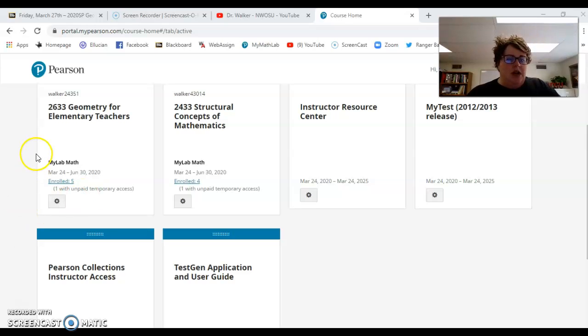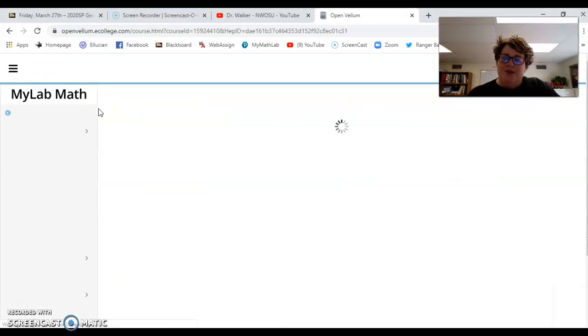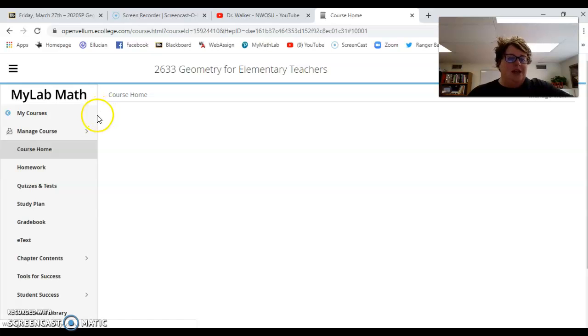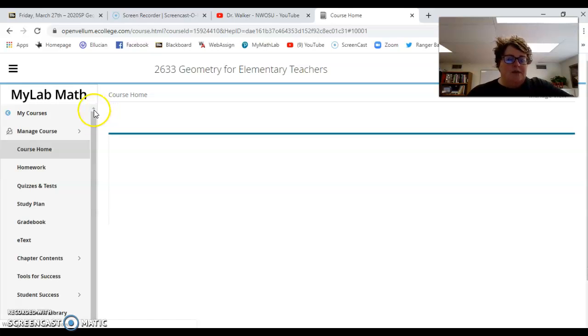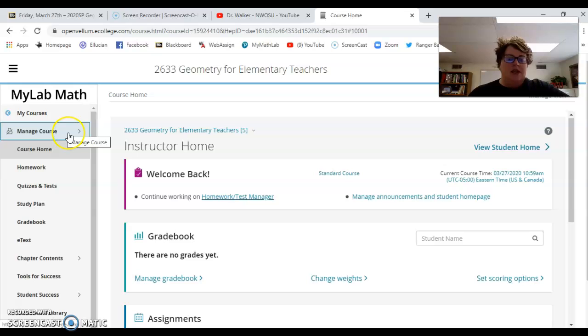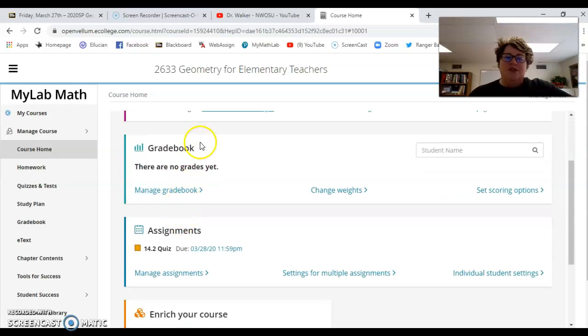Once you get logged in here, you're going to want to pick geometry for elementary teachers. I notice there's only 5 of you enrolled, so there's still a few more that need to get on that. On the left, I honestly will not be putting announcements here. And as far as the gradebook goes, all the things in the gradebook will be transferred to my Excel grade sheet, and your final grades will come from that. But again, if you have any questions over your grades, please ask.